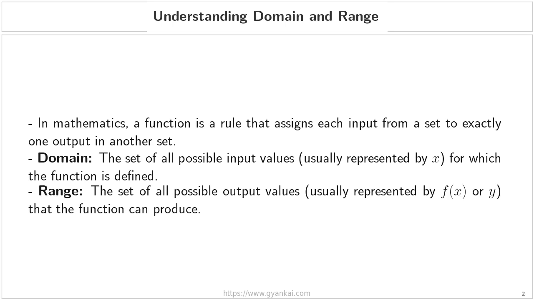Then we have the range. The range is the set of all possible output values that the function can produce. We typically represent these outputs as f of x or simply y, while the domain is what goes into the function. The range is the resulting set of values that come out. It is crucial that we have these two definitions clear, because in the upcoming slides, we will apply these exact principles to the 6 basic trigonometric functions to analyze their specific behaviors.